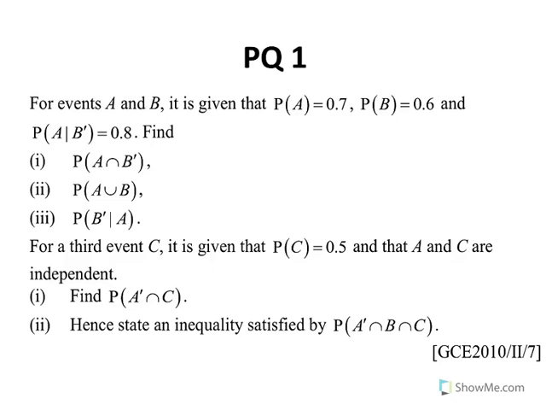Okay, so for part 1, what we can do is use the definition. If we have the probability of A intersect with B prime, we can also say, using conditional probability, that this is the same as the probability of A given B prime multiplied by the probability of B prime. Then what's the probability of A given B prime in the question? It's just equal to 0.8.